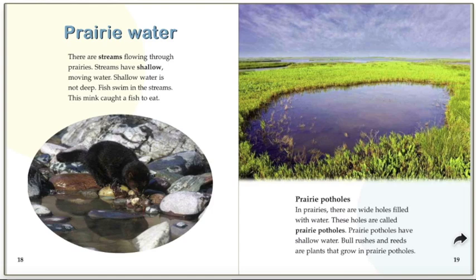Prairie potholes. In prairies there are wide holes filled with water. These holes are called prairie potholes. Prairie potholes have shallow water. Bulrushes and reeds are plants that grow in the prairie potholes.